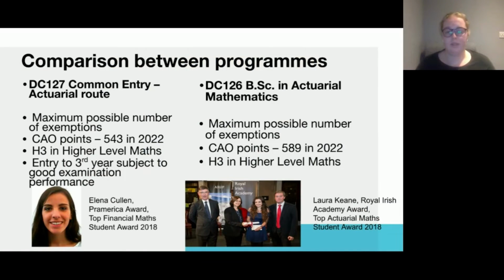So I suppose if you wanted to do the actuarial course, but you weren't sure what the difference is between taking the common entry course and then going down the actuarial route in third year, the only difference really is the points. The first 2 years are identical for both courses. So if it's a matter of points, I definitely would encourage anybody who is thinking of the actuarial math course to put down both courses and then see what happens.